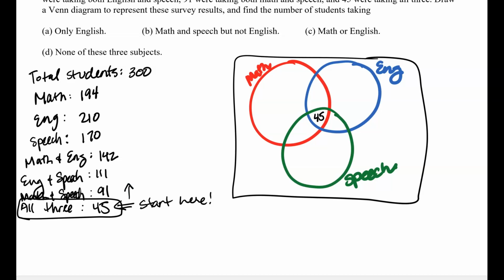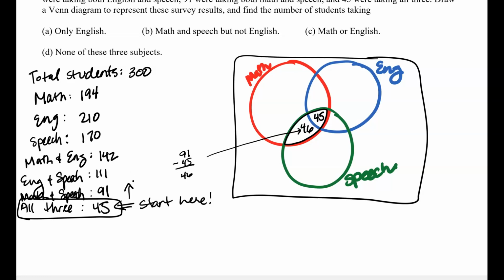So math and speech, try to use your pencil and try to identify where math and speech overlap. So it looks like math and speech overlap right here. I've already got a 45 in that region. So to get the number that goes here, I'm going to take 91 and subtract 45, since 45 is already in that region, and that gives me 46. That needs to go here. Now when you're doing it, you don't have to necessarily draw all these arrows. I'm doing it just so that it makes sense to you guys where I'm getting all my numbers.